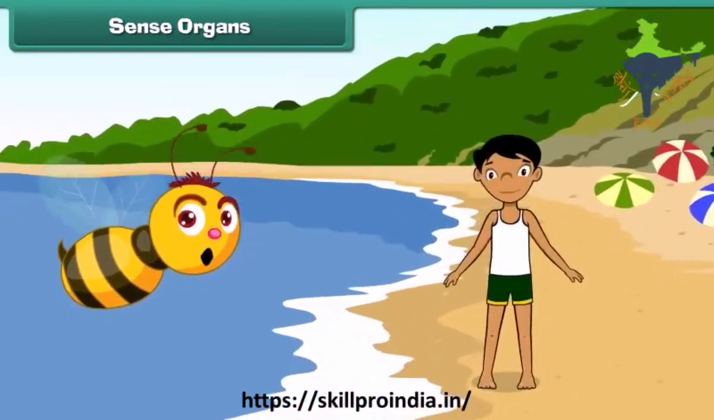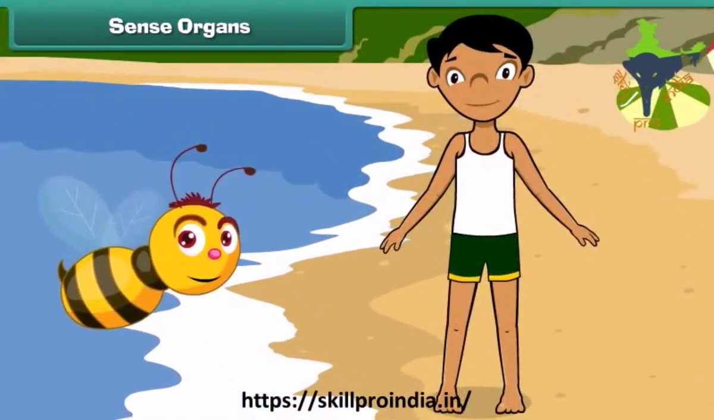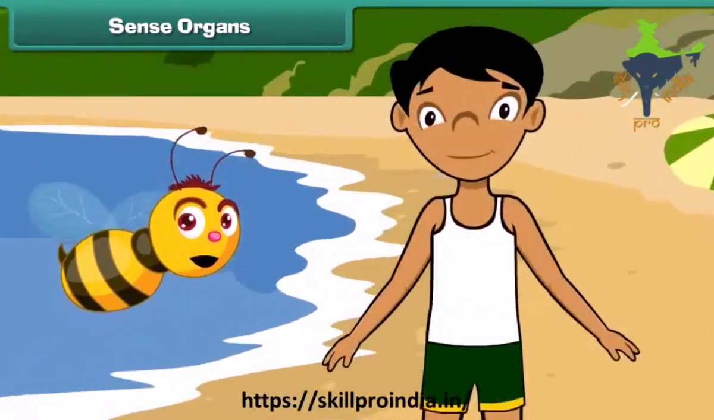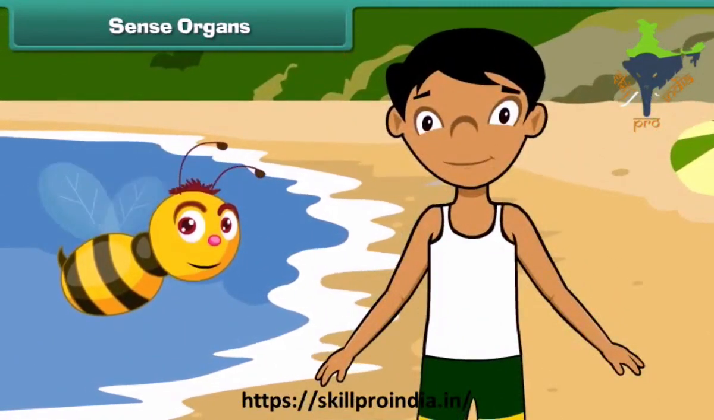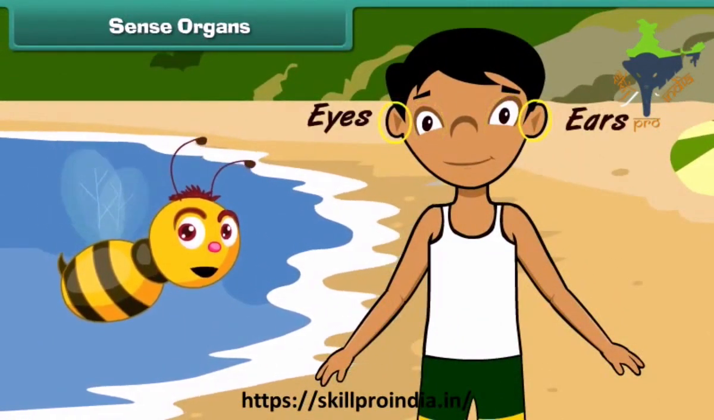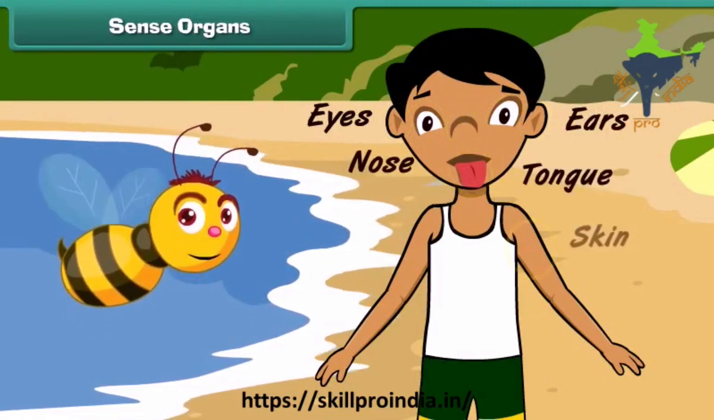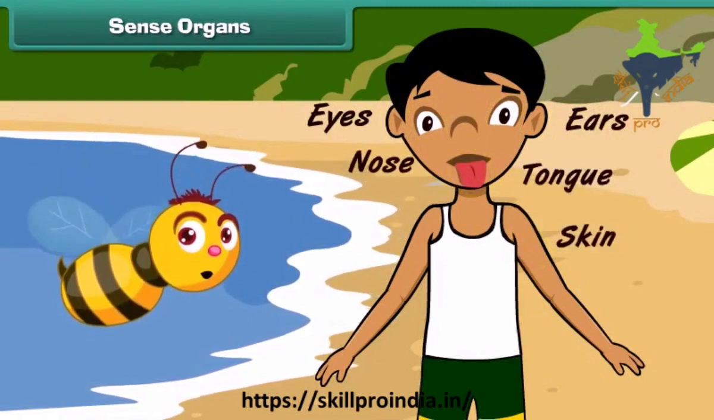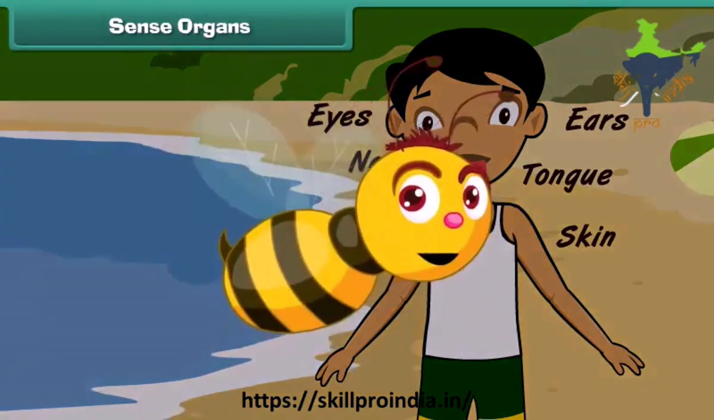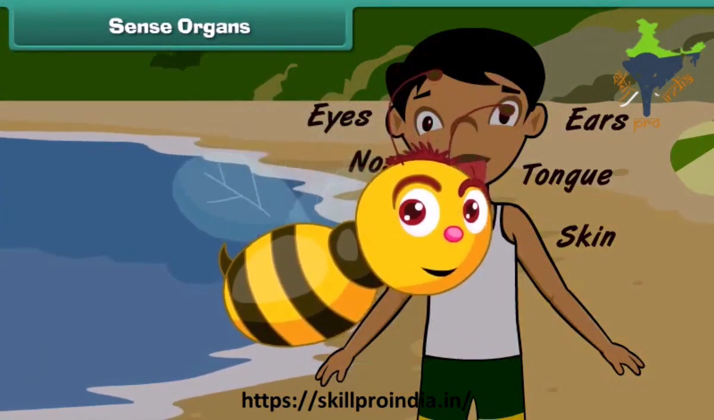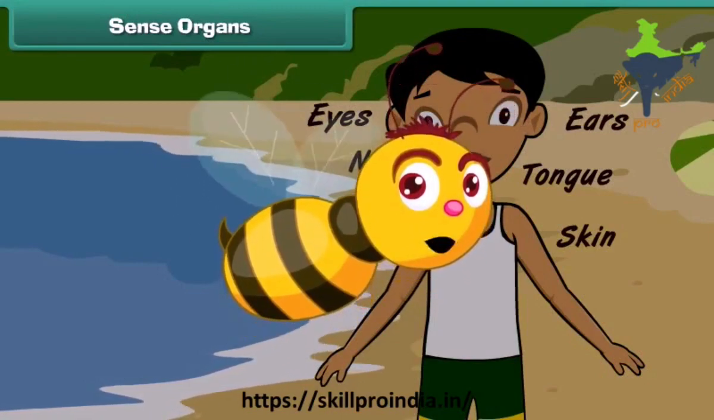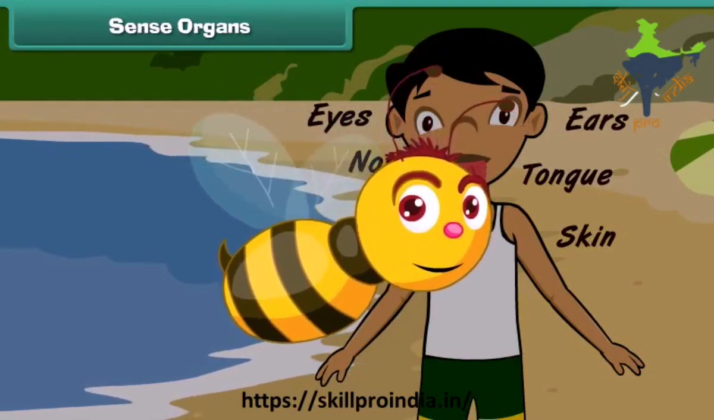Human body is made of different organs. Each organ has its own specific functions. The eyes, ears, nose, tongue and skin are the 5 sense organs of our body. These sense organs help us to feel the different things around us. Let us learn about them.